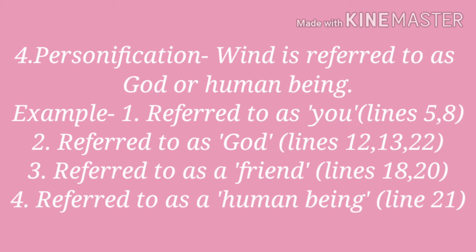Personification is a device in which a poet gives or attributes the qualities of human beings to non-living things or animals. In this poem, at many places, the poet has used words for wind, which is a non-living thing. The first example can be seen in lines 5 and 8, where "you" is referred to as wind. In lines 12, 13 and 22, wind is referred to as God. In lines 18 and 20, wind is referred to as a friend, and in line 21, wind is referred to as a human being. So these are the examples of personification.